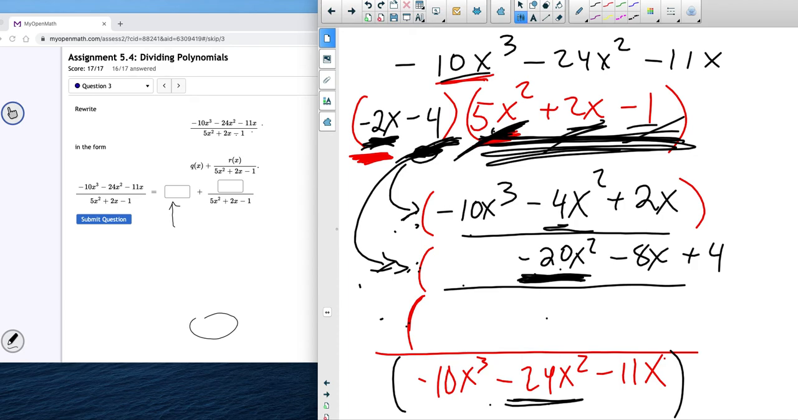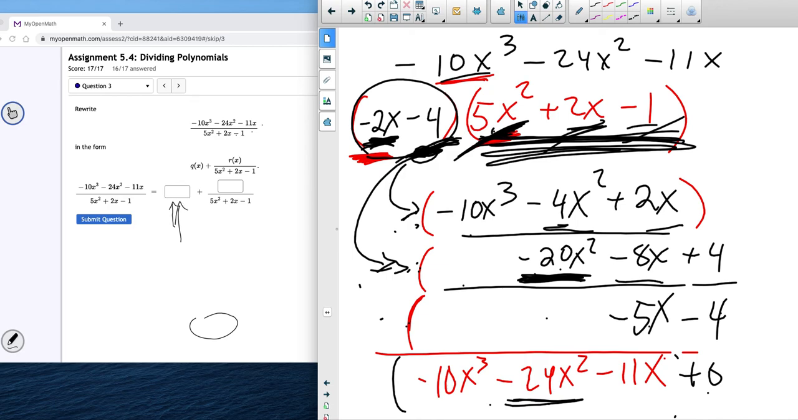All right, what does the bottom need to be now? And this will be the remainder. What does the bottom need to be in order for me to get negative 11x, and I'll just finish this off, plus 0? Well, here's 2x minus 8x, that's negative 6. So in order to get negative 11, I'm going to put a negative 5 there. And 4 plus what gives me 0? Should be negative 4. Okay, so this is the answer that goes in the first one.